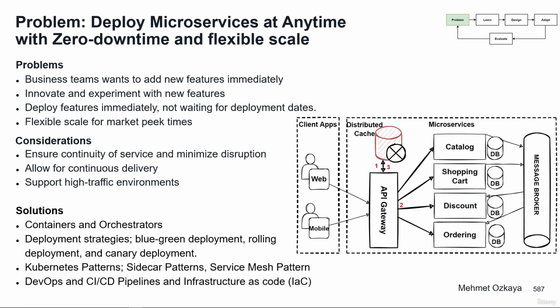As a solution, we should apply microservices deployments using containers and orchestrators. We should also learn and apply deployment strategies: blue-green deployment, rolling deployment and canary deployments. We should also use Kubernetes and Kubernetes patterns, which are the sidecar pattern and service mesh pattern. And we will use DevOps and CI/CD pipeline best practices and infrastructure as code tools. We will continue to learn all these concepts in the next section.